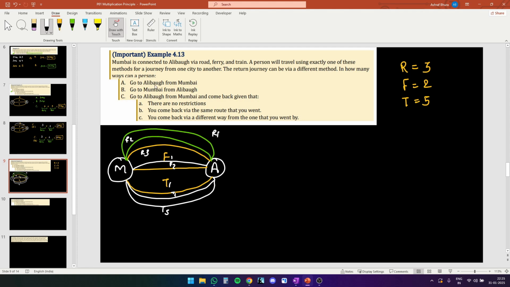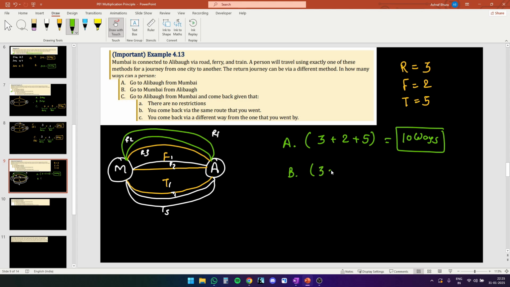It says going to Alibag from Mumbai. So can I say either I can go by 3 roads, or I can go by 2 ferries, or I can go by 5 trains. So can I say the total number of ways are 10 ways. Second part, again same, going to Mumbai from Alibag. So 3 roads plus 2 ferries plus 5 trains. So this is again 10 number of ways.